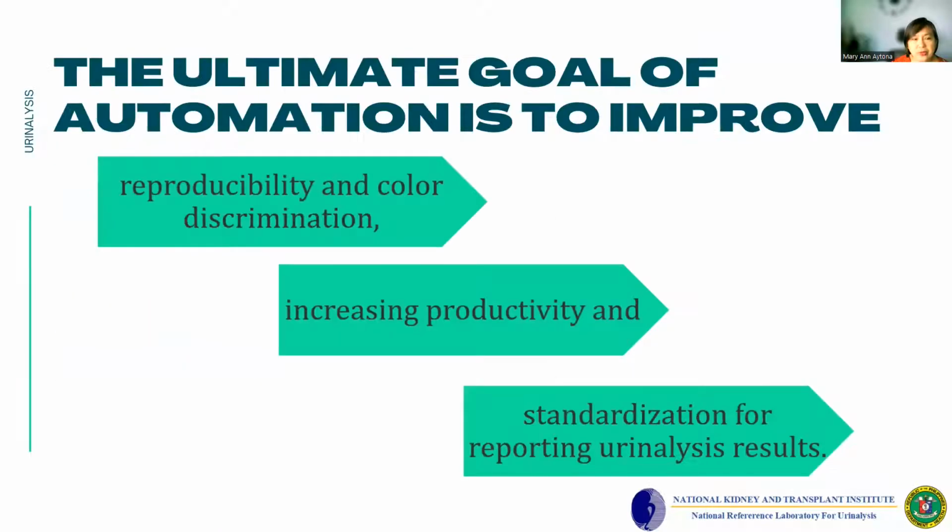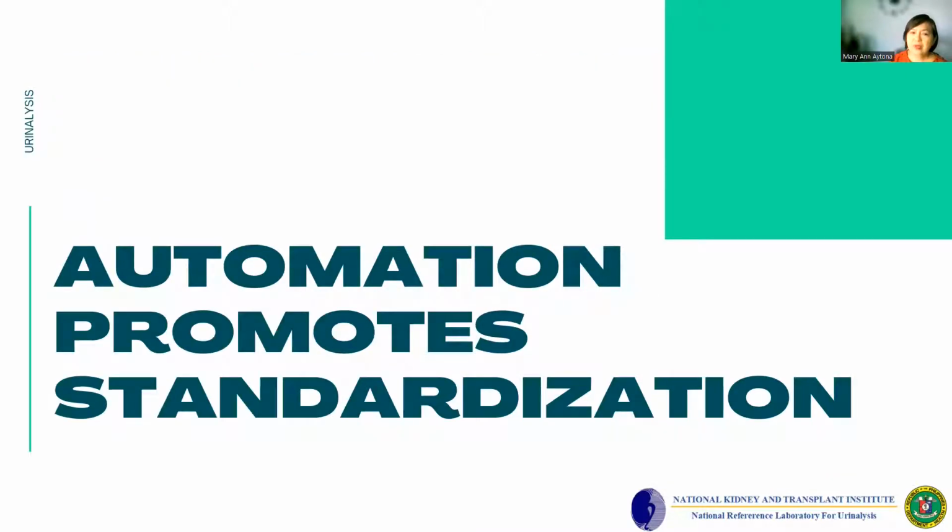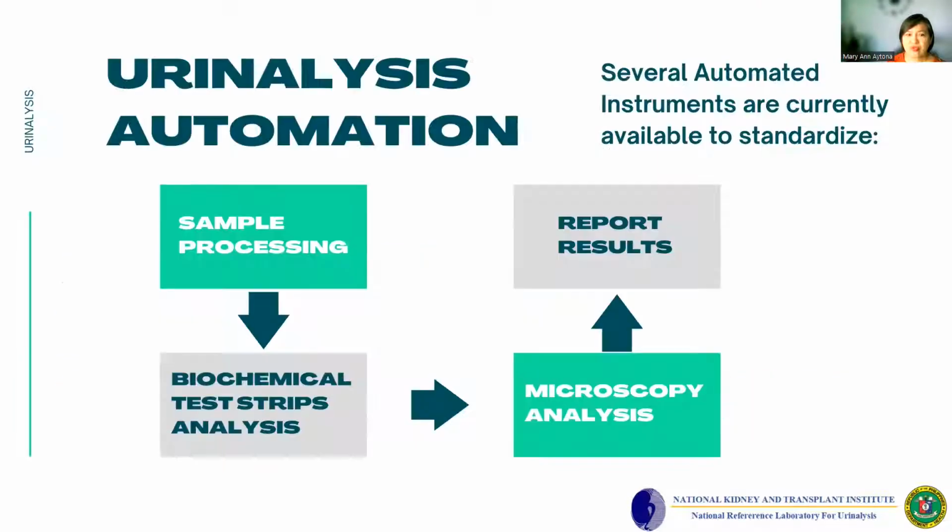So why automate your urinalysis? Our ultimate goal of automation is to improve reproducibility and color discrimination, increasing productivity, and standardization for reporting urinalysis results. Automation promotes standardization. So several automated instruments are currently available to standardize the sample processing, the biochemical test strips analysis, the microscopy analysis, and the report results.